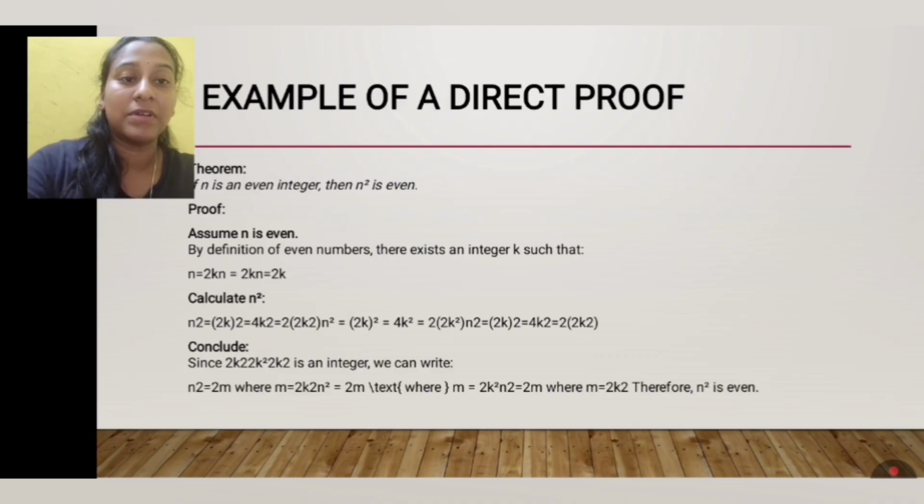We can write that as 2 times 2k square. We conclude that 2k square is also an integer. We can write n square equals 2m, where m equals 2k square. Therefore n square is also even. We have known that this theorem was already proved in our last semesters, or in this semester we can prove it.